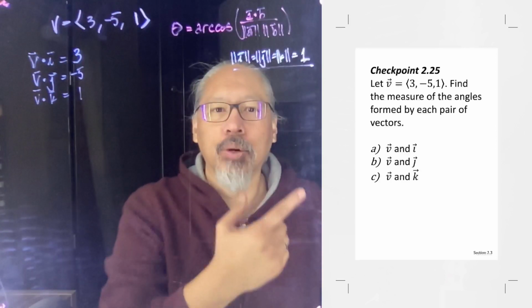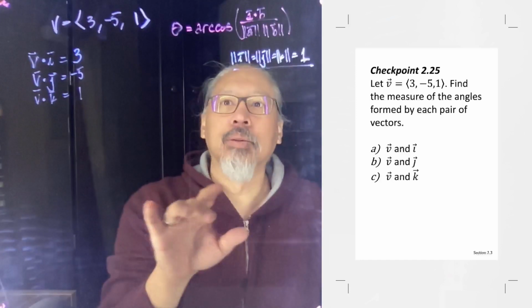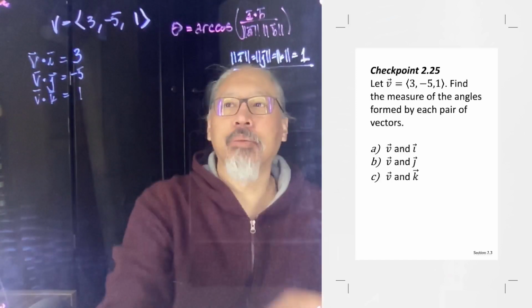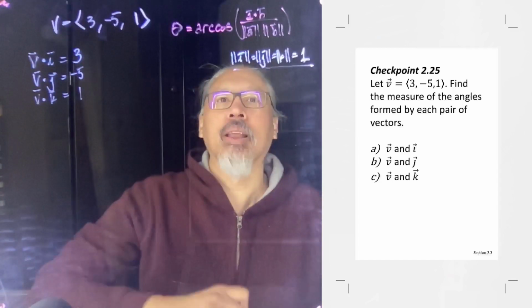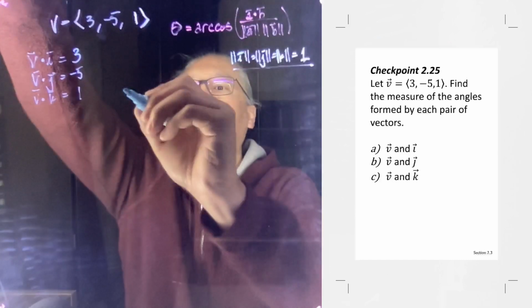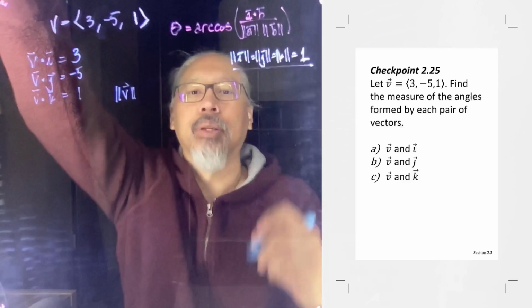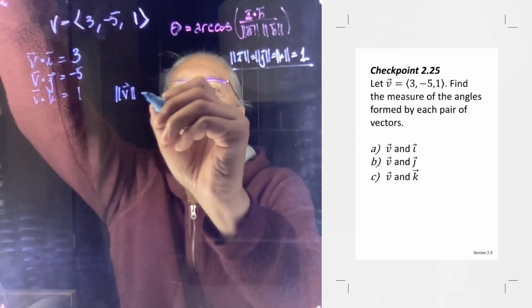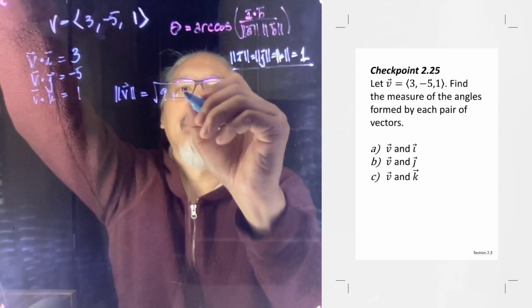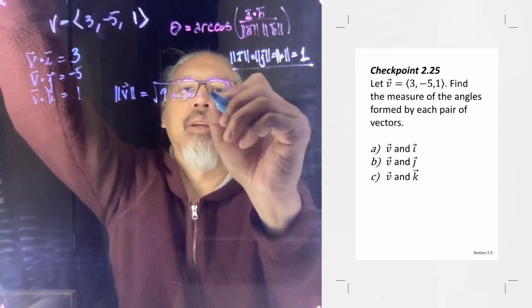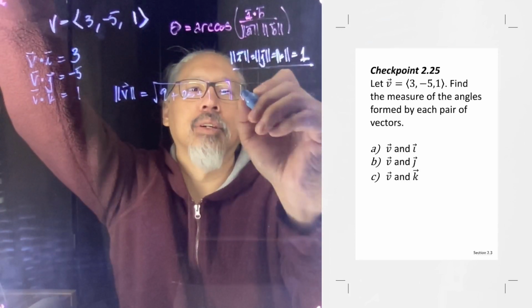So those are just little pieces of information that would help us expedite our calculations. We want to find the angles between v and i, j, and k. And so we're going to do these computations, but if we keep this in mind, then we're going to be able to run through it a little bit quicker. Now, the last thing that we probably want to do before we even get started is to figure out the magnitude of v, because that's going to come up in the formula. And the magnitude of v is the square root of 3 squared plus 5 squared plus 1 squared, and that's going to give us the square root of 35.